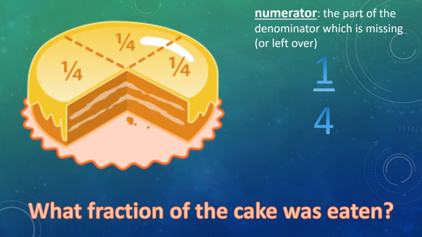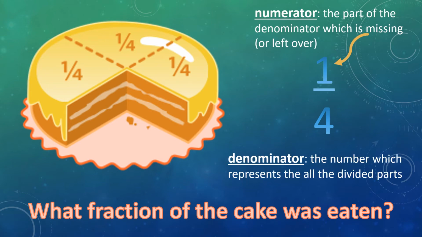The number underneath the fraction bar is called the denominator. This number represents all of the divided parts, even the parts that are missing. The denominator is representing the whole. So if the whole was divided into 4 parts, then our denominator will be 4. If our whole is divided into 3 parts, then the denominator would be 3. And so on and so forth.